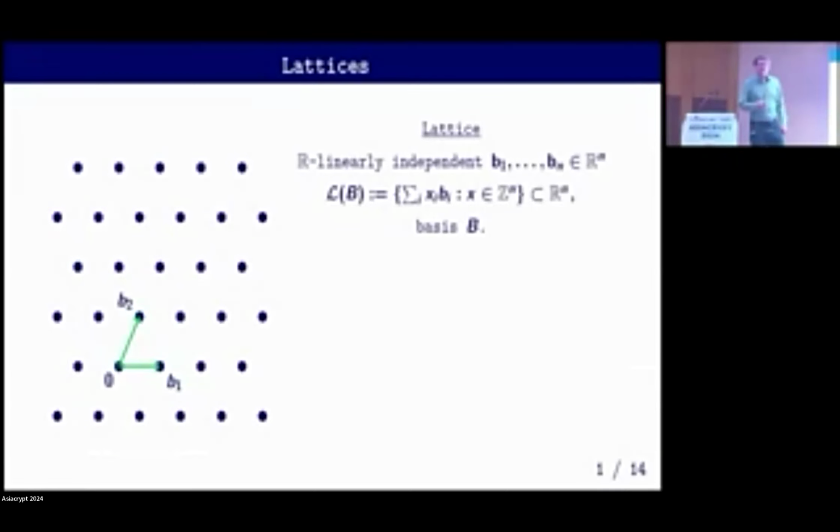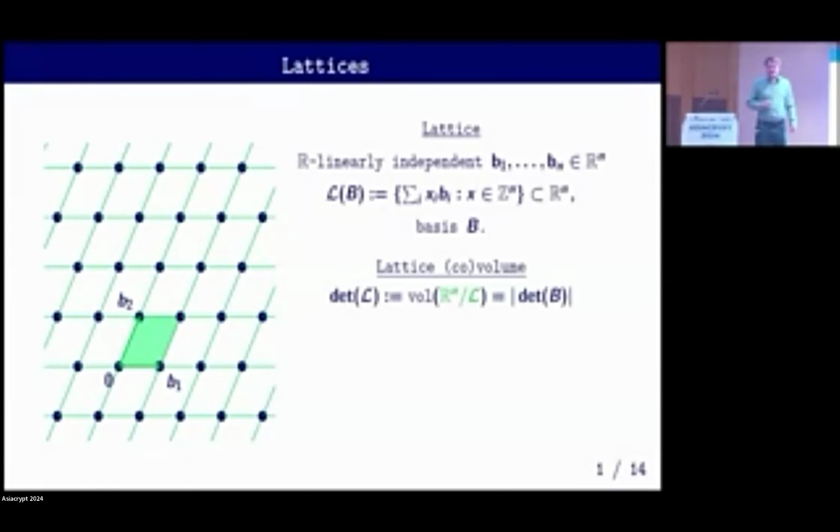So a lattice can be described by a basis, and a basis is just some n linearly independent vectors, and the lattice then consists of all the integer combinations of these lattice vectors. And one important invariant of a lattice is the so-called lattice covolume or determinant of a lattice. And this is just the volume of any fundamental area of the lattice with respect to the tiling. And one example of such a fundamental area is the parallelepiped spanned by the basis vectors.